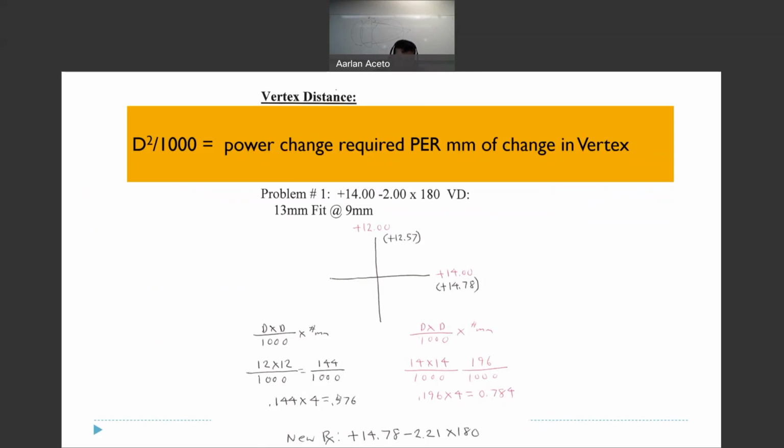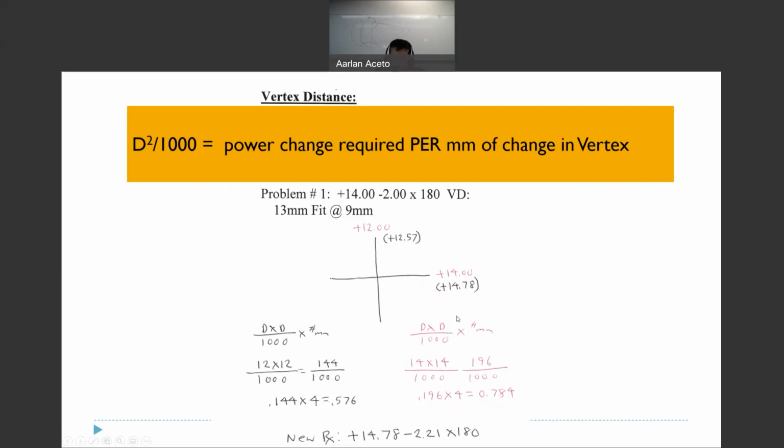Be that as it may, in this particular case, at 90 now, remember, if we're bringing it closer, in this case we went closer, you're going to add plus. Well, we have to change it by 0.576. We're going to add more plus. So in this particular meridian, instead of a plus 12, we're not going to give them a plus 12 anymore. We're going to give them a plus 12.57 to match what the doctor intended.